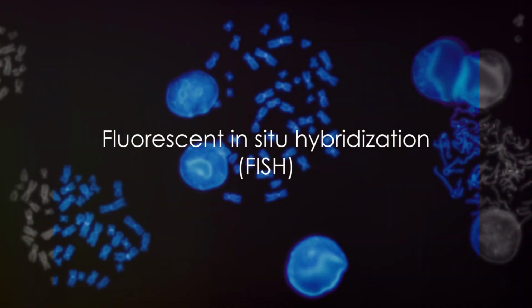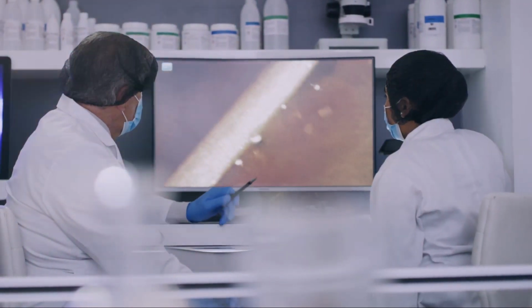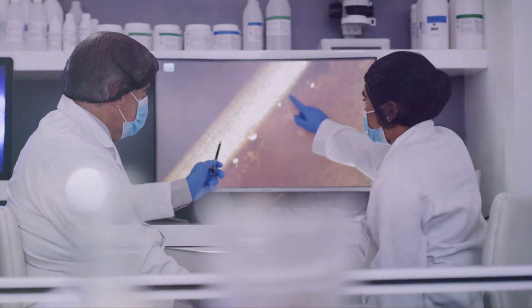FISH, or fluorescent in situ hybridization, is another technique employed in PGD. Imagine an artist working meticulously to craft a portrait. They use different colors to highlight different features, bringing the image to life. Now replace the artist with a scientist and the portrait with our genetic blueprint. This is essentially what happens in fluorescent in situ hybridization, or FISH for short.